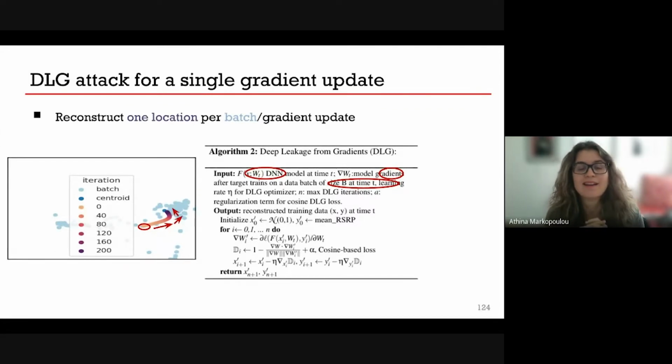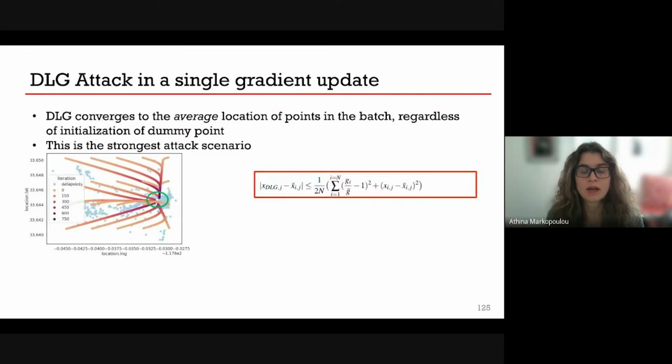So at the end of this process, we reconstruct one location for the whole batch. We observed empirically that this location is very close to what seems to be the average location of the points in the batch. And that was true independently of where we initialized the dummy point in that attack. Here I'm showing the different initialization points. They all end up in some central location for that batch. And Emiliano, who was at UCI, may recognize that as the student housing.